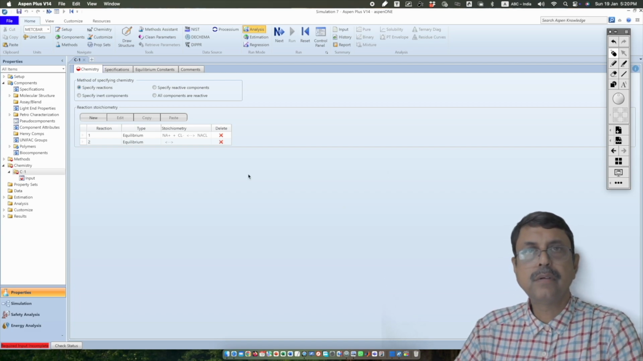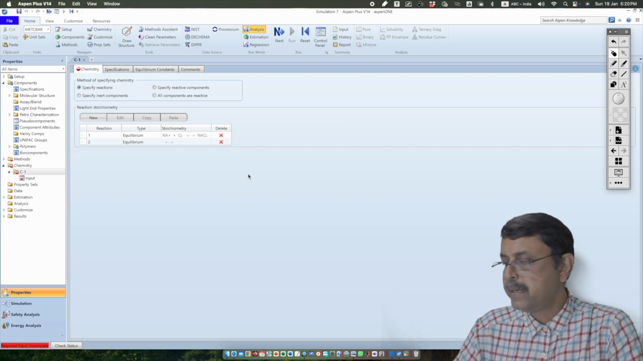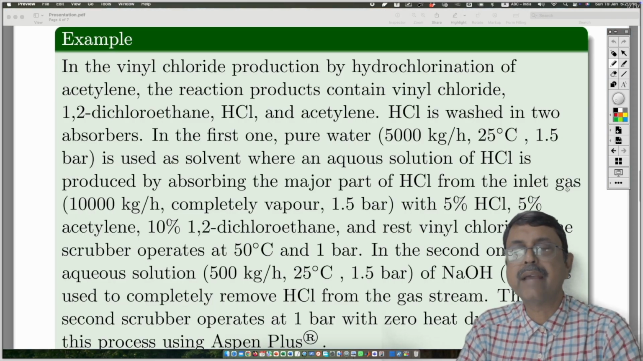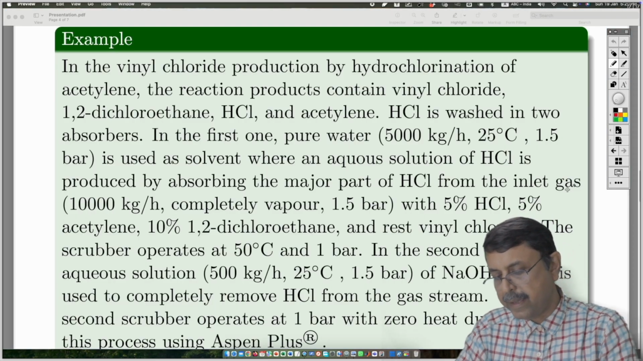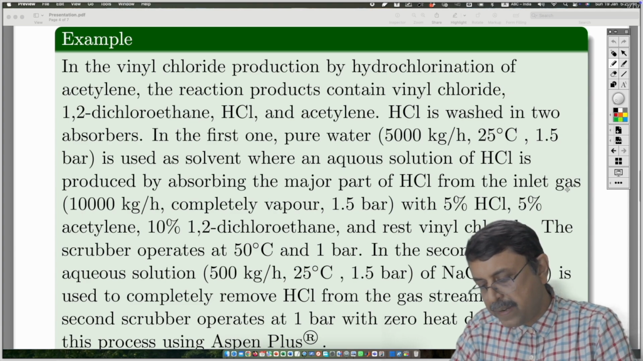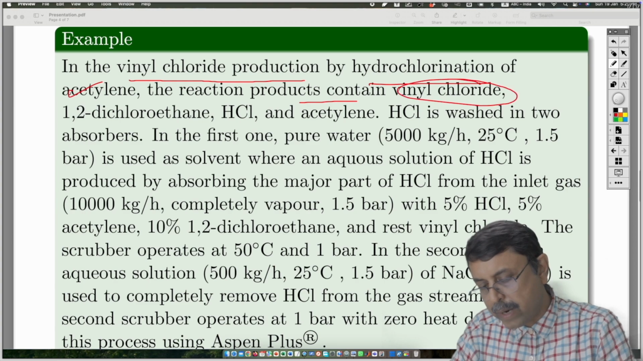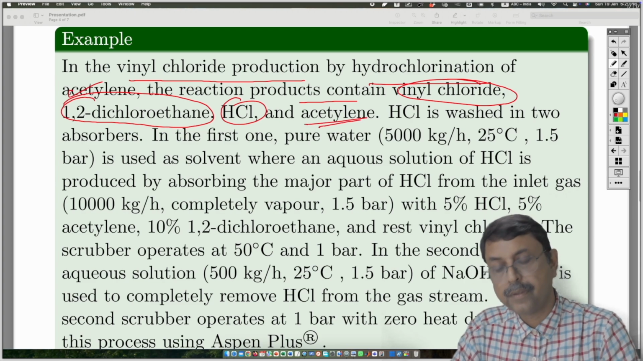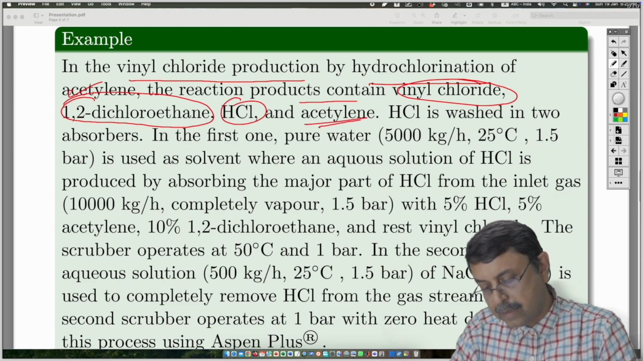Now, let us take an example problem and then let us try to solve it in Aspen Plus. That way we can understand it better. So this is the example problem that we are having. The example problem says, in the vinyl chloride production by hydrochlorination of acetylene, the reaction products contain vinyl chloride, 1,2-dichloroethane, hydrochloric acid, and acetylene. Okay, so these are the products.